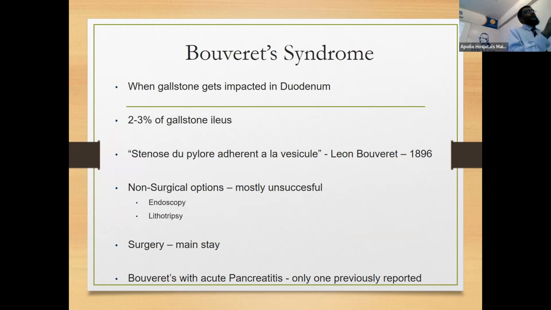So we looked it up to see. There are a number of cases of Bouveret syndrome in the literature. But when we looked up the number of cases who had Bouveret syndrome and pancreatitis at the same time, we could only see one previous case reported in the literature.